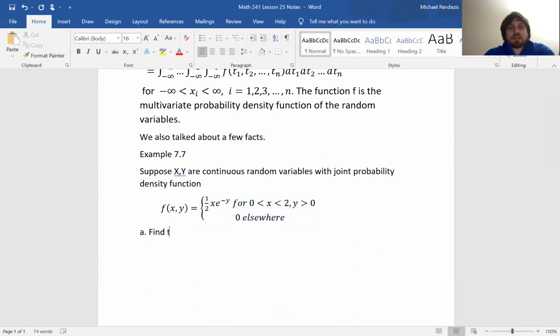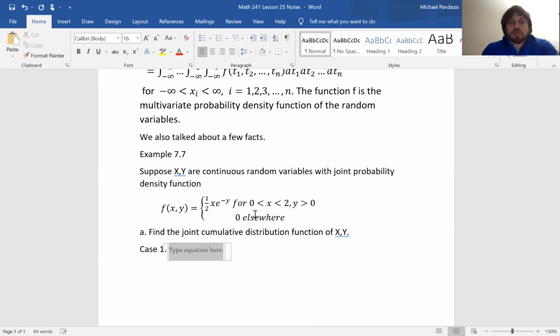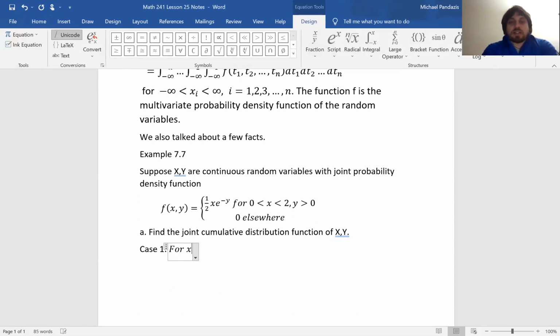Part A: find the joint cumulative distribution function of x, y. Let's look at a few cases. For case 1, we have x less than or equal to 0 and any real number y.